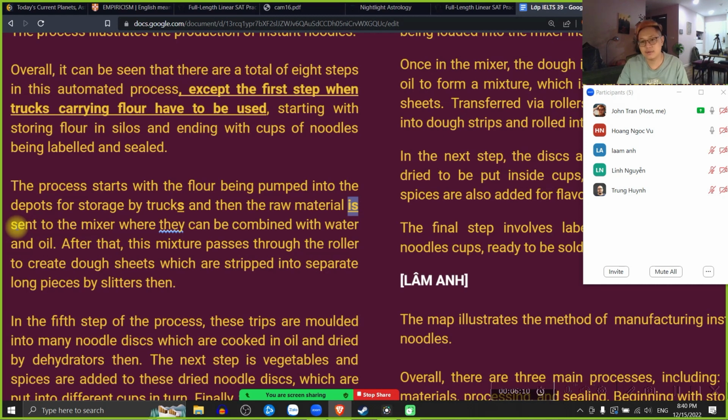We are correcting writing now, Miss Lynn, and everyone else. It's sent to the mixer where it can be combined. Nếu mà sai là sai một giây luôn à. Sai một cái là nó sai tất cả những cái dây dưa liên quan luôn á. If you got one wrong here, all the things related to it are wrong. Where it can be combined with water and oil. After that, this mixture, hỗn hợp này, very good, passes through the roller.